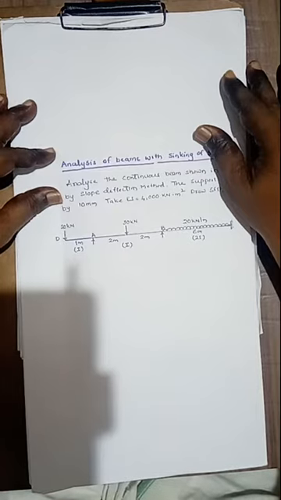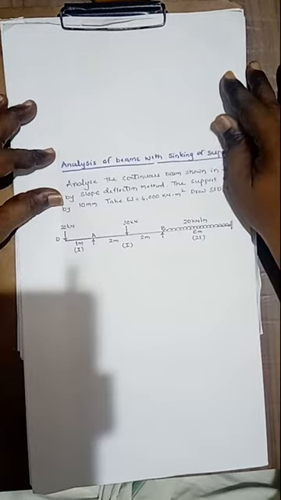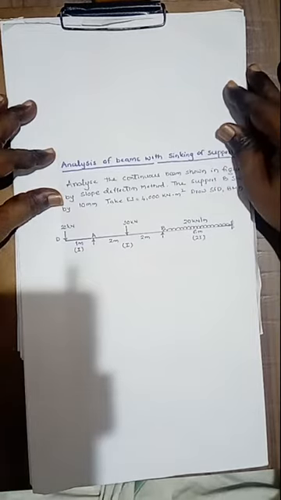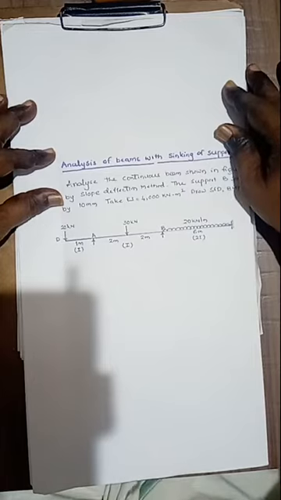So far we have studied how to analyze continuous beams with one end fixed, one end hinged, and one end hinged with one end overhanged. We have discussed the beams without any sinking of the support. In the previous videos there was no sinking or settlement of any support. Now we will discuss the analysis of beams with sinking or settlement of support.